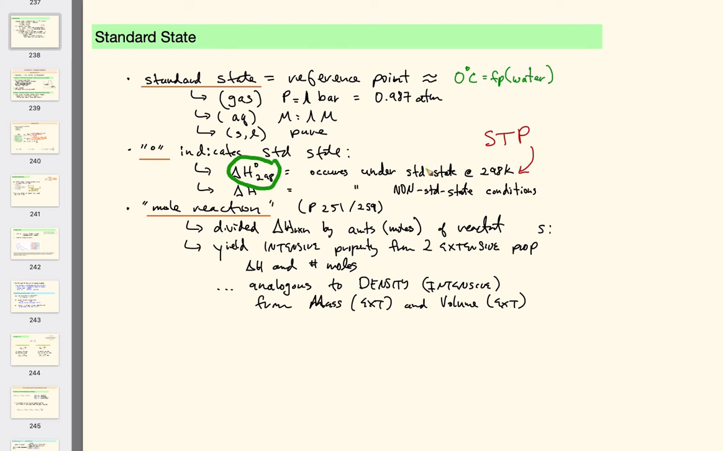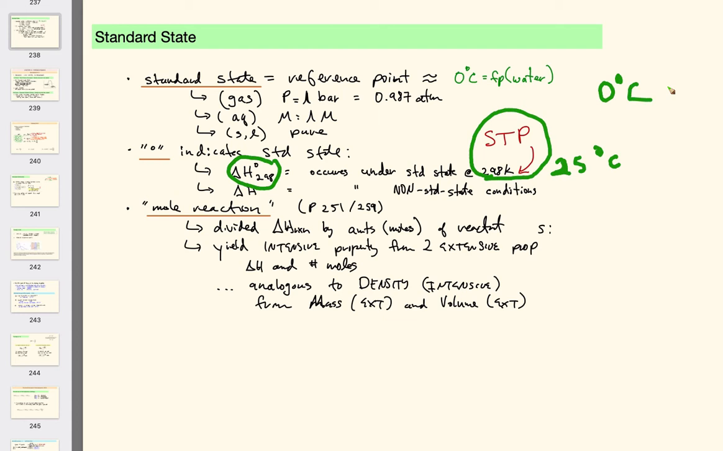Well, what does that mean? By the way, it means it occurs under standard state. You have a standard temperature of 298 Kelvin, or 25 degrees C. Uh-oh. Because earlier, when we talked about standard state, guess what your standard state temperature was? 0 degrees C. So this is a definite pay attention alert.